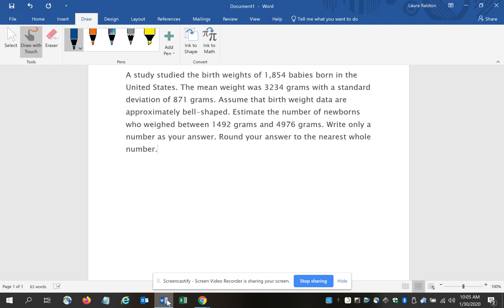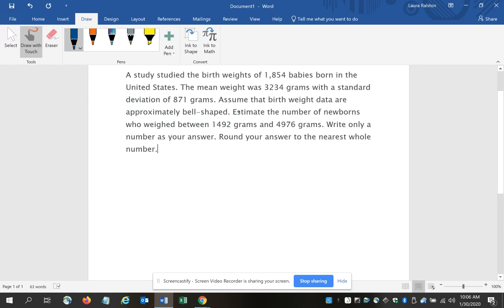And it reads, a study studied the birth weights of 1,854 babies born in the United States. The mean weight was 3,234 grams with a standard deviation of 871 grams. Assume that the birth weight data are approximately bell-shaped. Estimate the number of newborns who weighed between 1,492 grams and 4,976 grams. Write only a number as your answer and round your answer to the nearest whole number.